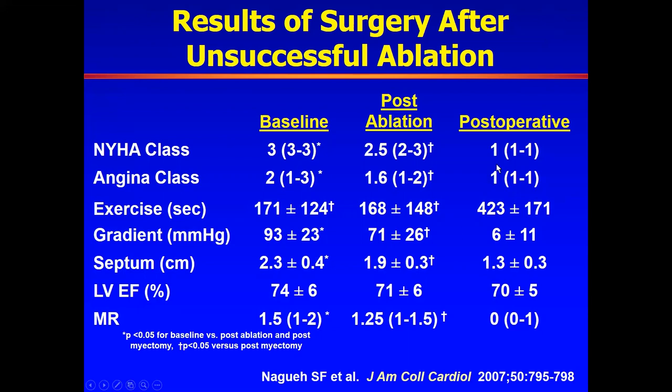But their NYHA class improves, their angina improves, their exercise improves, gradients gone. As you would expect, the septum gets thinner more and more. And in general, if you have a very thick septum, you want to be more careful recommending alcohol ablation. As you see here, it dropped, but it didn't drop a lot. Myectomy will get you more complete relief here.